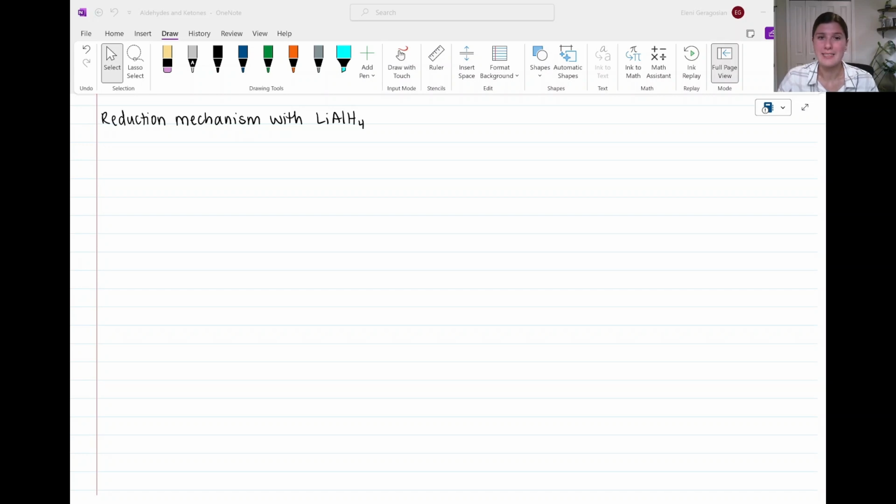Let's go through the mechanism to reduce an aldehyde or ketone using specifically lithium aluminum hydride. So we'll go through the mechanism first, and then we'll write the general reaction scheme. So let's start with a general aldehyde or ketone.